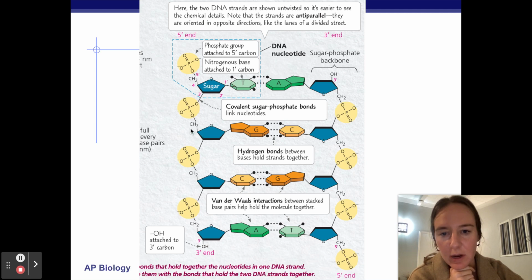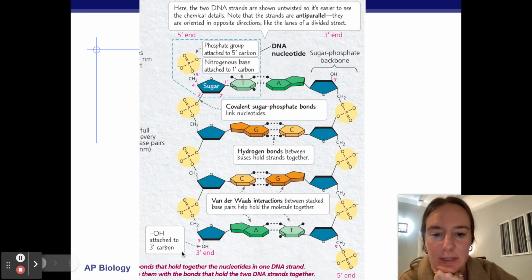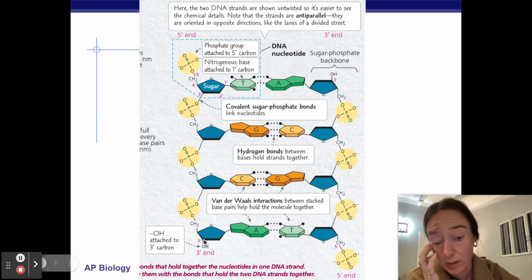So here is our 5 carbon right here, and then here's our 3 carbon. If you were to count, you would go 1, 2, 3. Okay, here's our phosphate group, 4, 5, and then our next phosphate group. Same thing down here. Now notice at the end of the molecule, if this 3 carbon is not attached to anything, it's just left with an OH group attached to that 3rd carbon. But if another phosphate were to come in here, it would attach to the 3rd carbon, this end here.